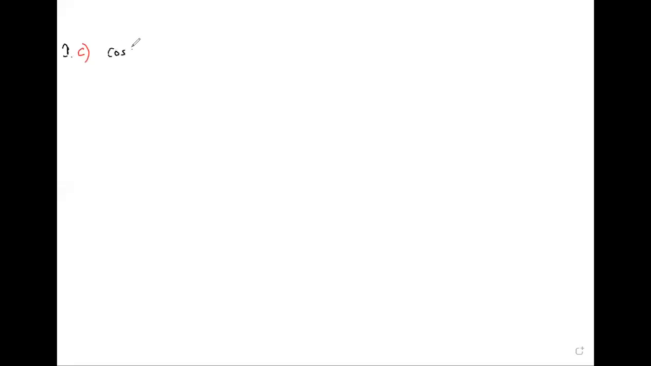We are proving that cos 3x is the same as 4 cos^3 x minus 3 cos x. So you start with the left hand side, cos 3x, and write it as cos of 2x plus x.